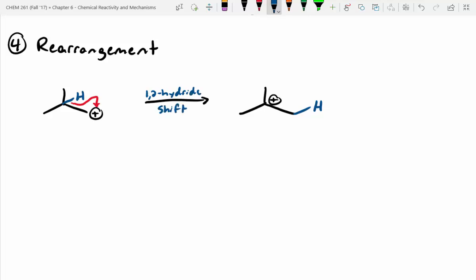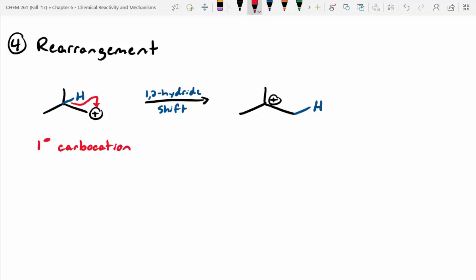And this gets into an interesting situation. Why is this occurring? Why would a hydrogen just move around willy-nilly like that? Well, if we look at this compound on the left, that carbon with the positive charge, is it primary, secondary, tertiary? How would we define it? Primary. So this would be a primary carbocation. What about over here on the right? Is that cation primary, secondary, or tertiary? Tertiary. It's attached to 3 other carbons.